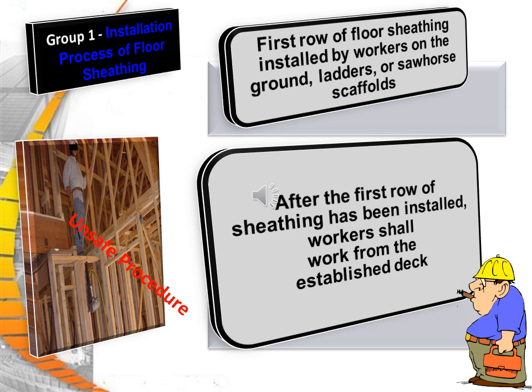The installation process of the floor sheathing calls for the first row of floor sheathing to be installed by workers on the ground, ladders, or sawhorse scaffolds. After the first row has been installed, then they can work from an established deck.